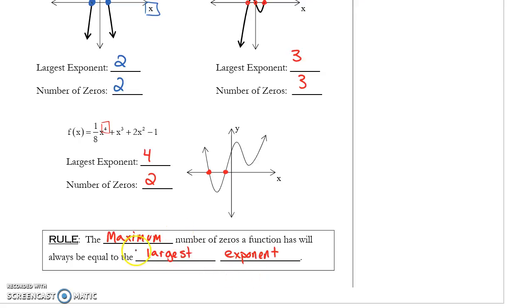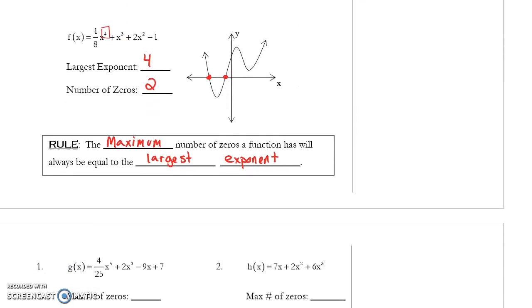So keep in mind, it says the maximum number of zeros a function will have. It doesn't say the number of zeros will always be equal. The maximum number of zeros. So this has a largest exponent of 4. The graph will never have more than 4 zeros. It might not have any. It might only have 1 or 2 or 3 or 4, but it will never have 5 or more. That's the general rule of thumb here.